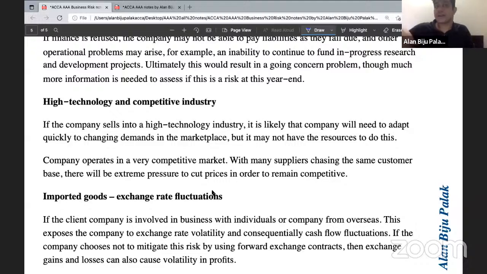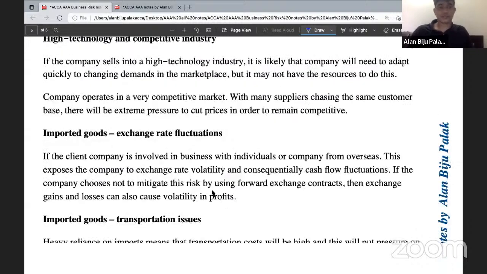So if the company reduces the market price or the selling price of the products, what will happen? The company will face issues with regard to revenue as well as in meeting the profit targets. That is what happens when the high technology and competitive industry is where the company operates. So two possibilities: either the company needs to spend a huge amount of money on research and development, or the company needs to sacrifice its selling price.